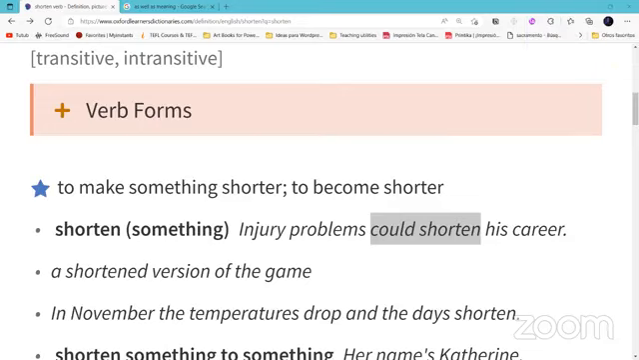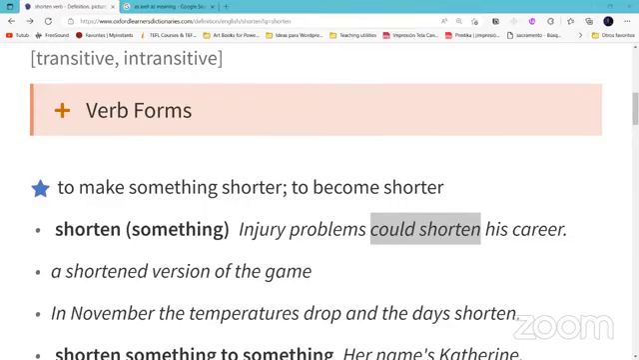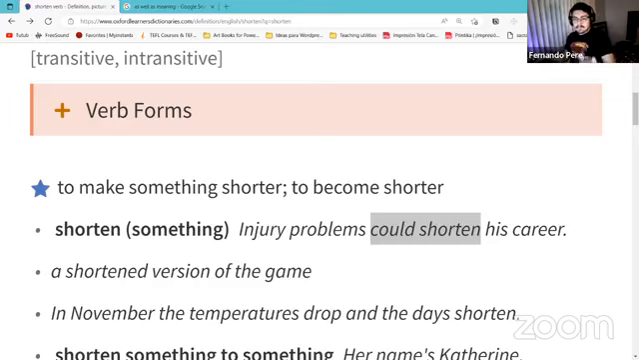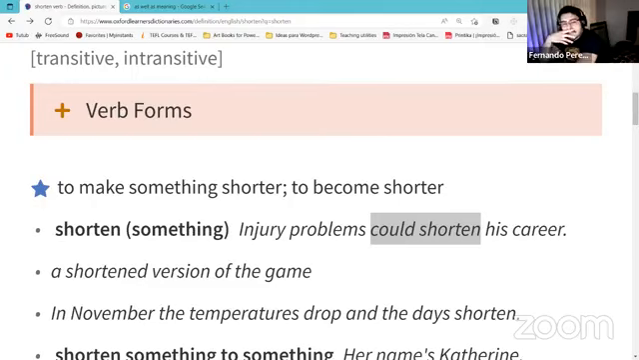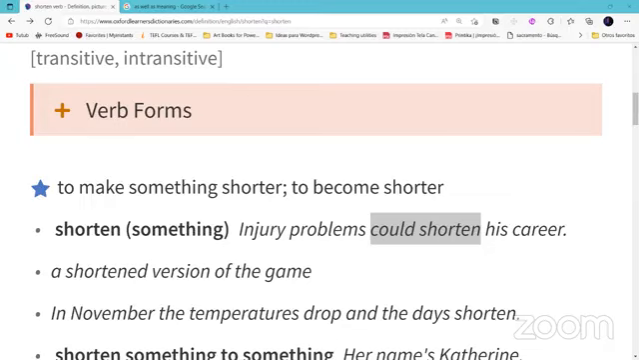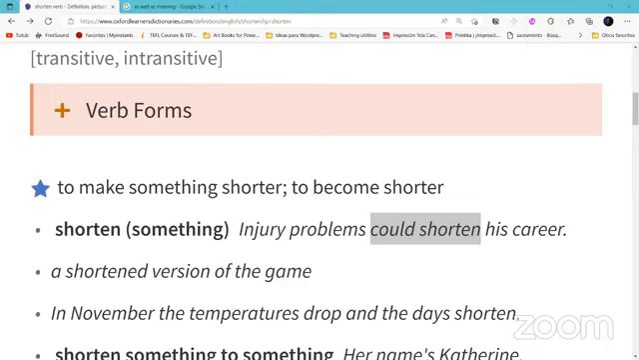Shorter and shorten are two different words. Arrive early, you can shorten this highway. Or can you make the highway shorter? Do you have the faculty to cut a piece of highway and eliminate the piece of highway? So that's not possible.